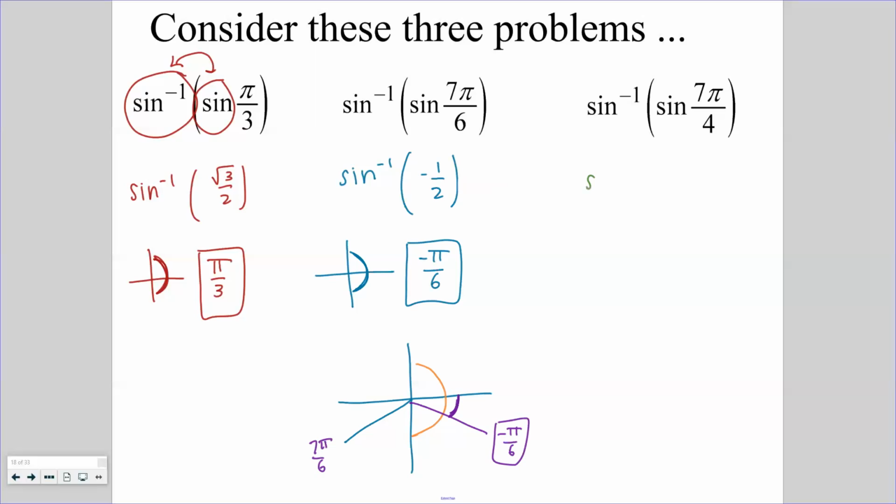Okay, last one here. The sine of 7 pi over 4. If you find 7 pi over 4 in your unit circle, it's down there in the fourth quadrant, right? The sine there is negative root 2 over 2. So we're looking for an angle in the first or the fourth quadrant whose sine value is negative root 2 over 2. That's negative pi over 4. So in this third example, inverse sine and sine technically canceled each other out, but instead of representing the angle as 7 pi over 4, we had to represent it as its negative value, negative pi over 4, so that it fit within the range of inverse sine, right? It always has to be between negative pi over 2 and pi over 2.